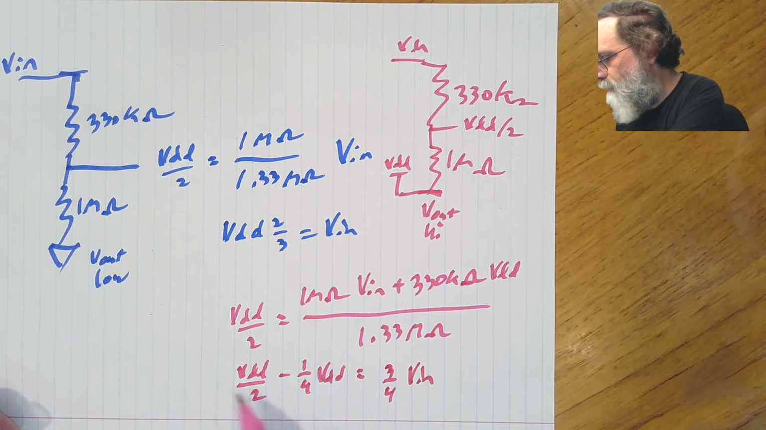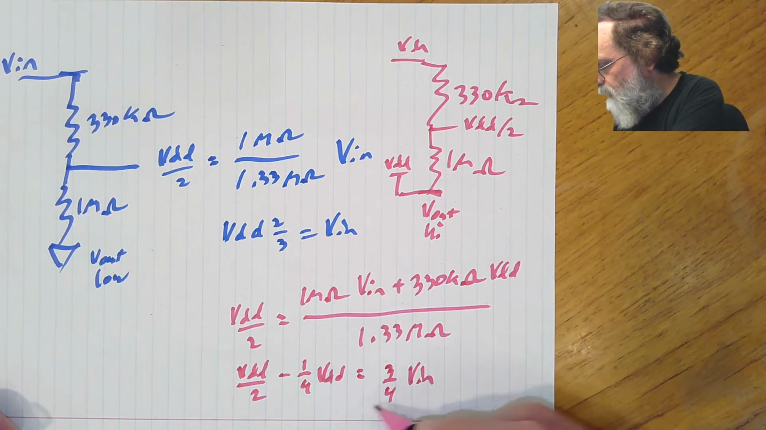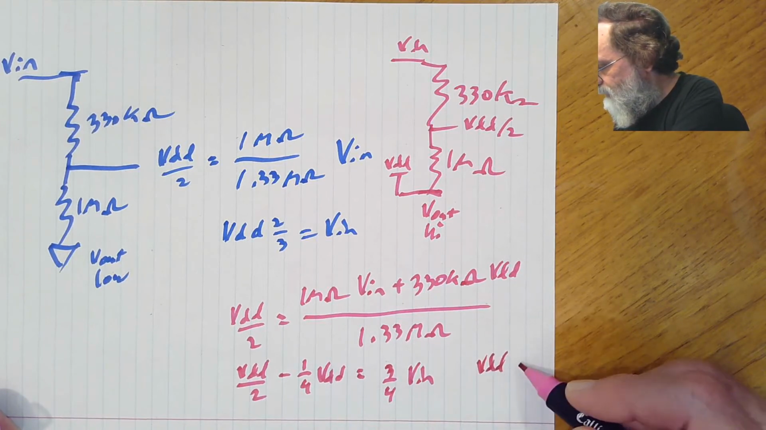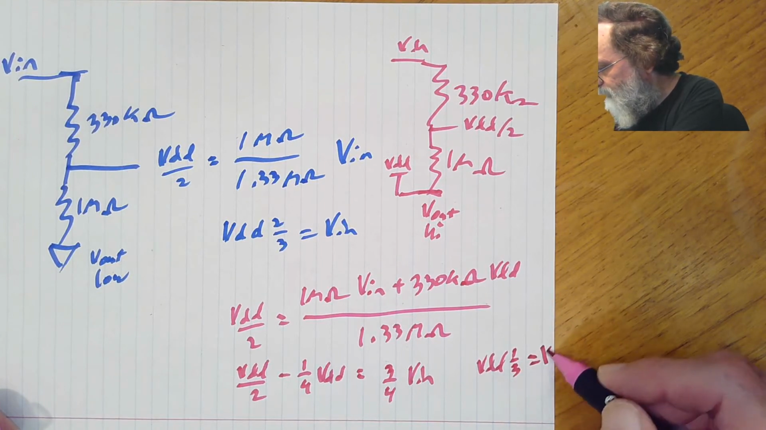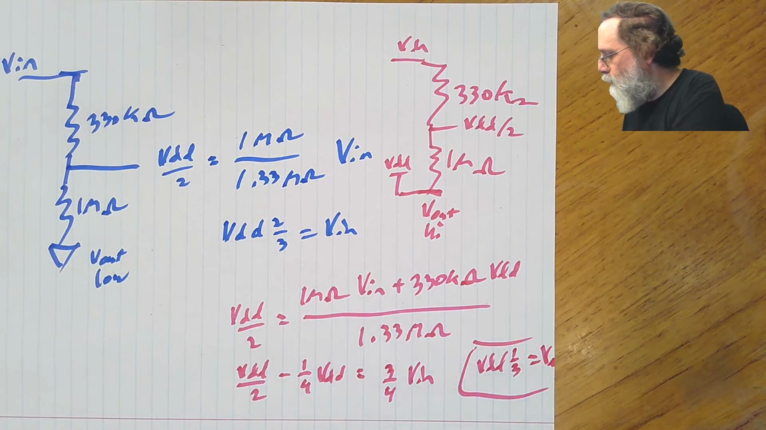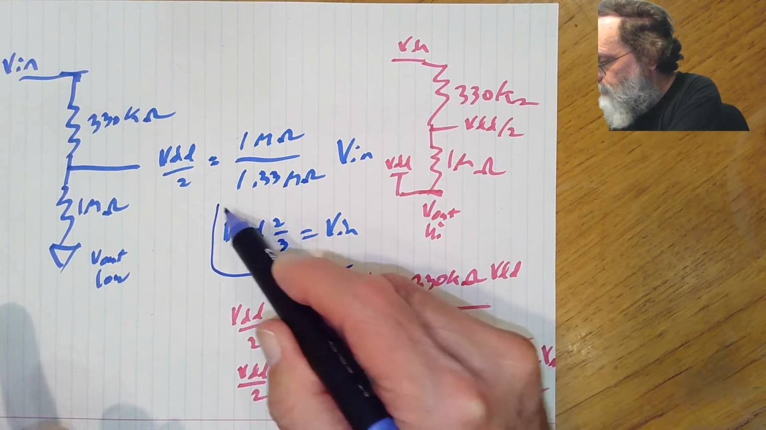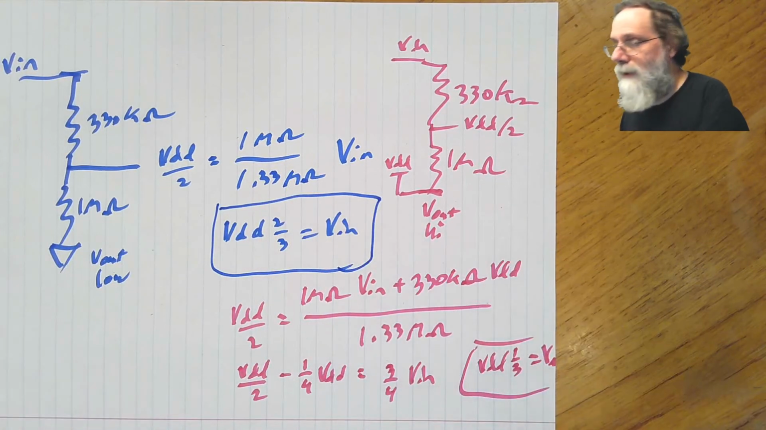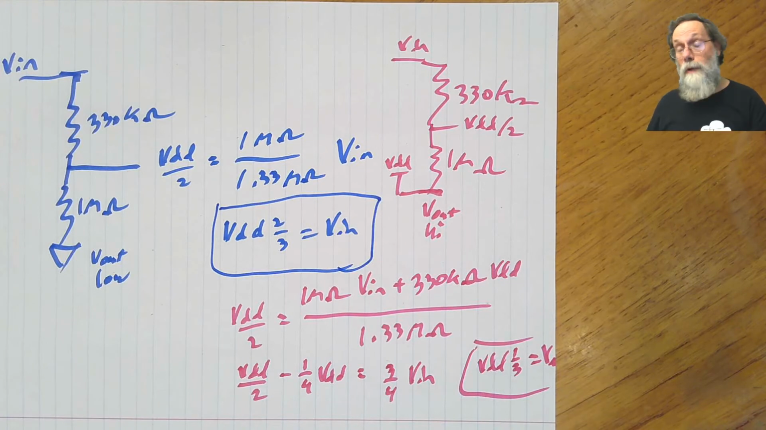And so this is going to give me 1/4 VDD. Multiplying both sides by 4/3, I get VDD times 1/3 equals Vn. So we've got our low threshold is 1/3, our high threshold is 2/3. Nicely symmetric. And the reason they're symmetric is actually forced by the fact that we use VDD over 2, halfway between the two output voltages.